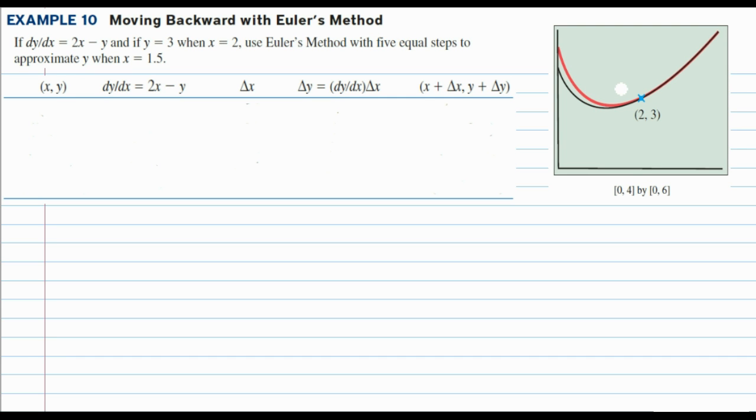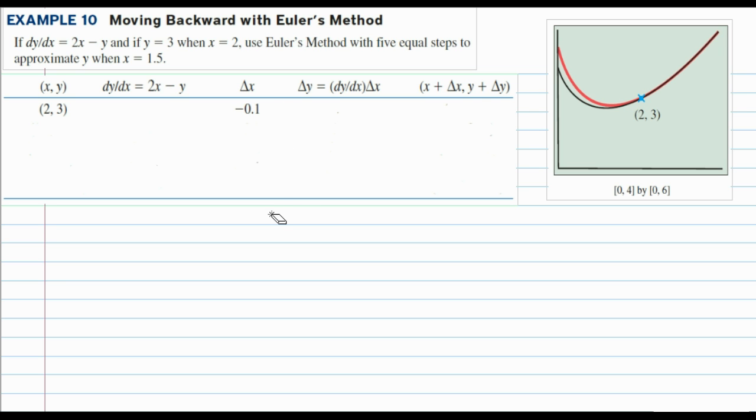In this case it says if dy/dx equals 2x minus y, and if y equals 3 when x equals 2, use Euler's method with 5 equal steps to approximate y when x equals 1.5. They give you an initial point, (2, 3). They don't give you delta x, but they do say that we're supposed to estimate the y value when x equals 1.5, and we're starting out with 2. So the difference there is 0.5, and we're supposed to do that in 5 steps. So to get through a distance of 0.5 in 5 steps, my delta x is going to be 0.1.